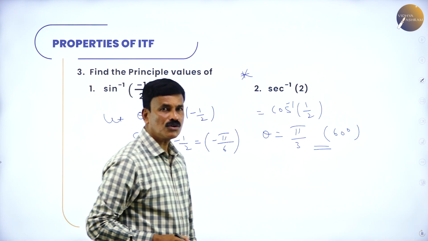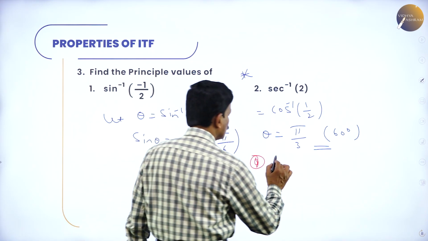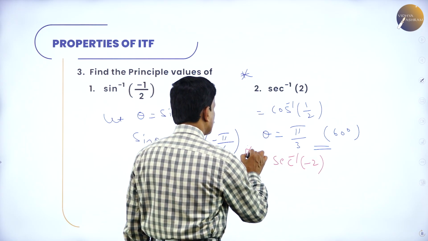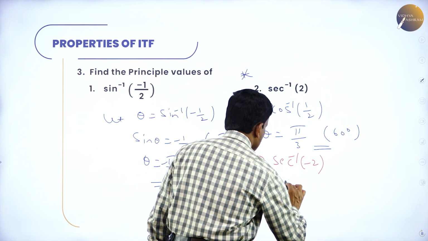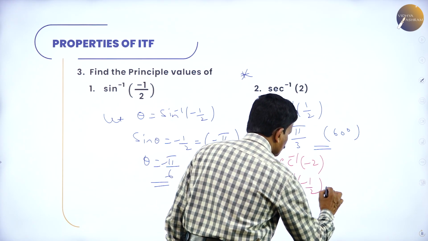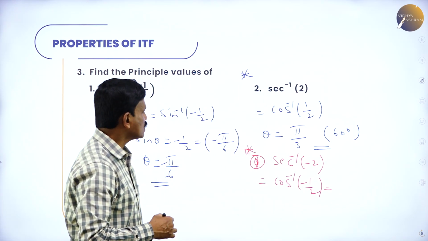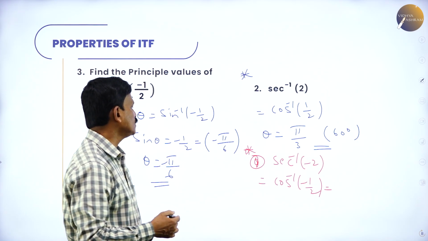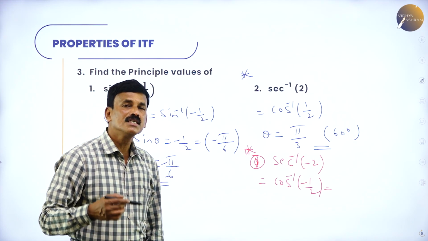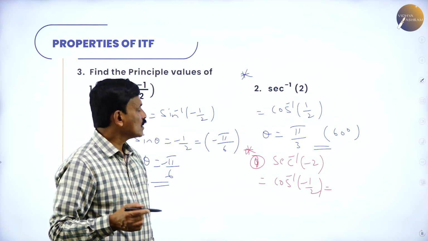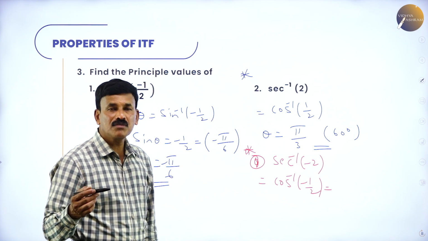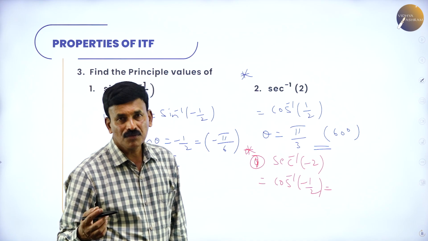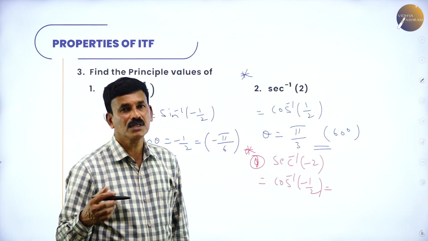That is it. Now, suppose if it is like this, secant inverse minus 2, this is very important. So, this can also be written as cos inverse minus 1 by 2. So, here, as we studied from the domain and range, if x is positive, the value of theta is positive and lies from 0 to 90. If x is negative, the value of theta is positive and lies from 90 to 180.